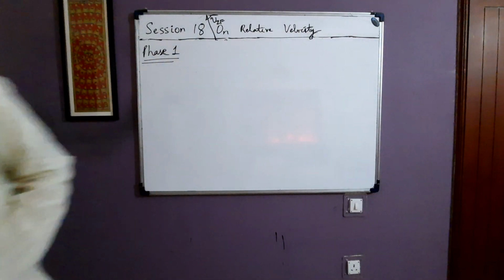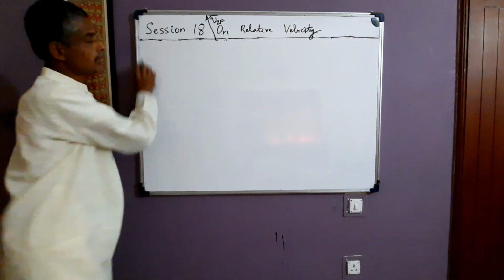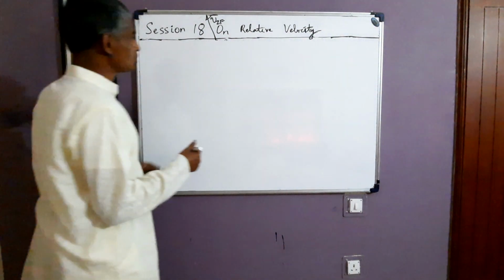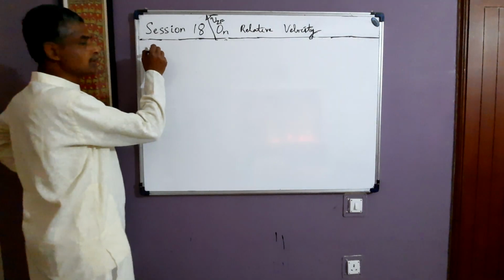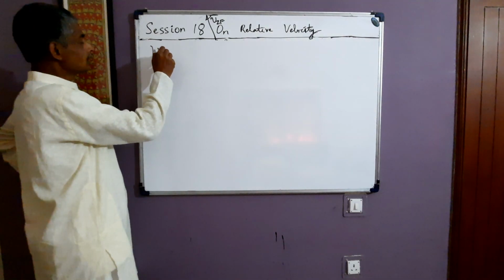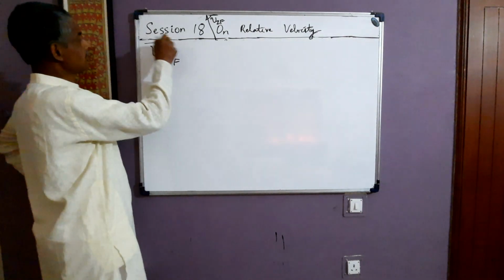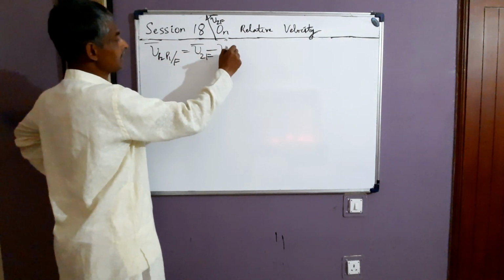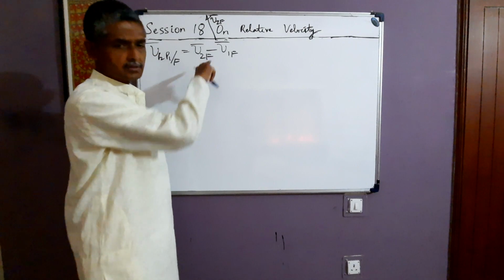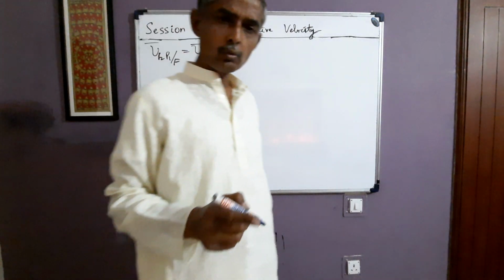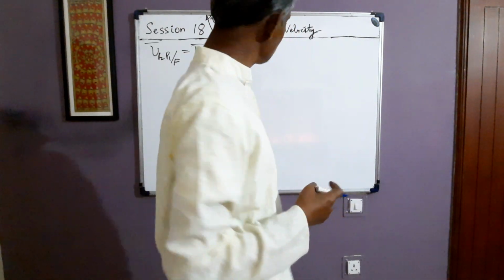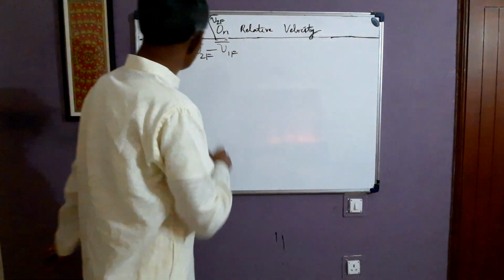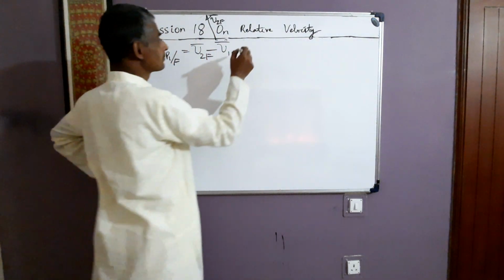So before you go to phase 1, one more thing I'd like to say, that when we talk of relative velocity between 2 points, say V P2 P1 F, so V P2 P1 F is nothing but V2F minus V1F. This is a general discussion, it has nothing to do with phase 1 or phase 2. General definition of relative velocity: V2F minus V1F.